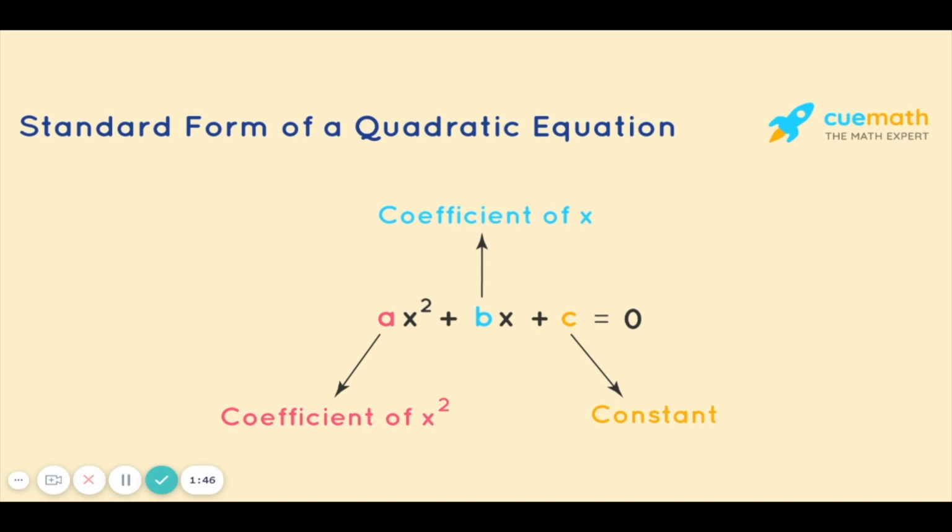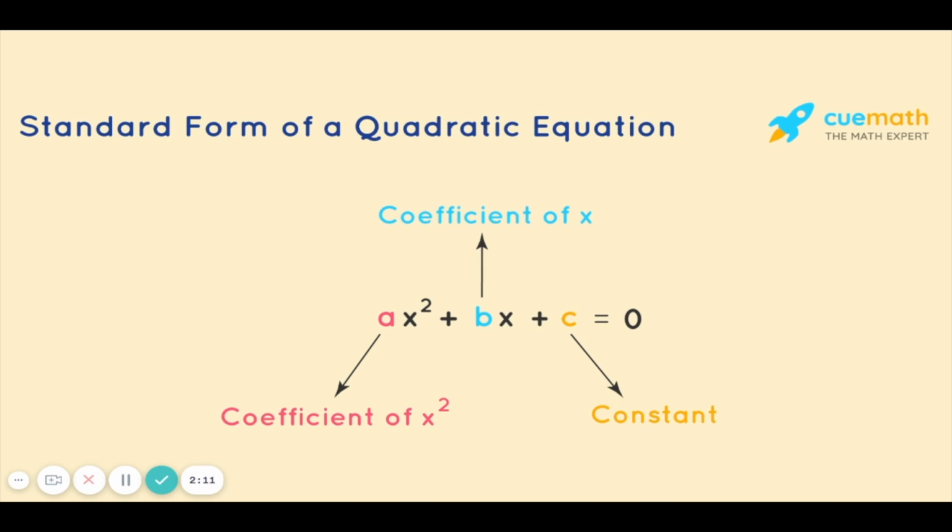Okay, so what is the standard form of quadratic equation? Ito po yung quadratic equation: ax squared plus bx plus c, where a is the coefficient of x squared. Siya po yung number sa tabi ng x squared. While yung b, nandun po siya sa tabi ng x or coefficient of x. Okay, while c is your constant.